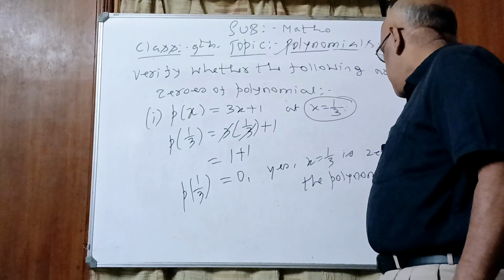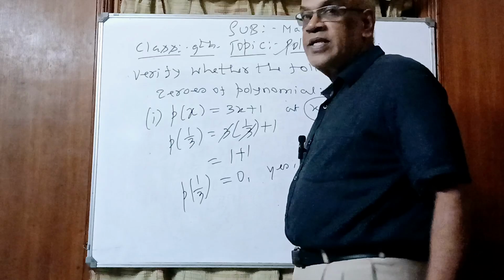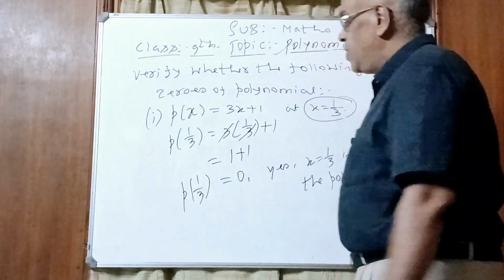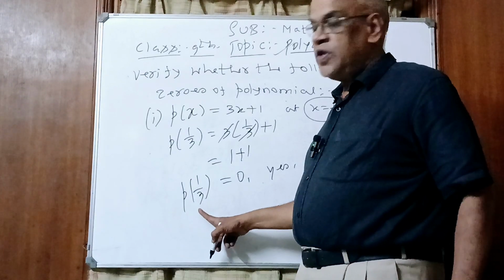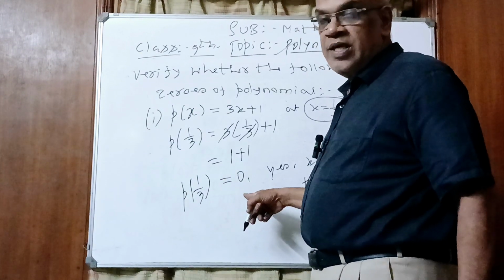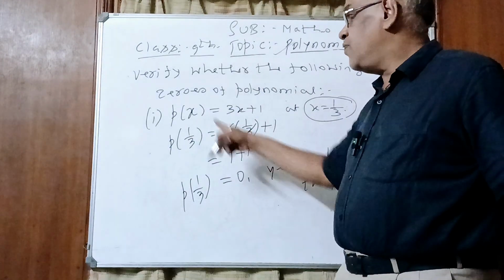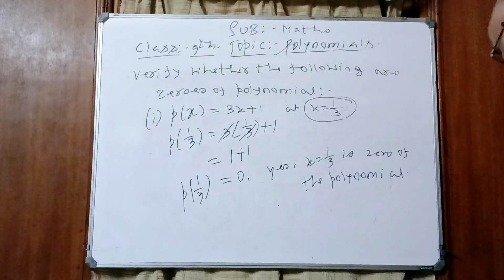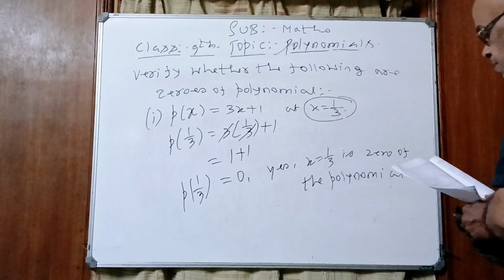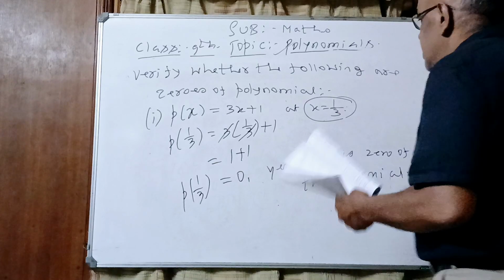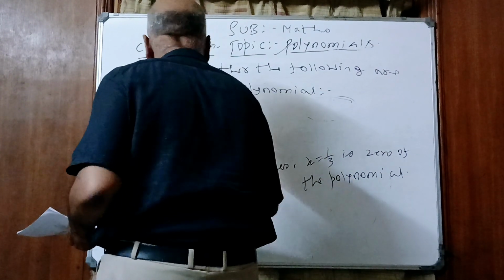Zero of the polynomial. Why? On substituting x is equal to 1 by 3, we get the answer as 0. Do you remember, children? In the previous case we put x is equal to 0, p of 0. We got some value 1, 3 or minus 3, 6 like that. Then the answer was not 0. Therefore the value substituted is not 0 of the polynomial. Yes or no? Now again the same question. Just change the question.